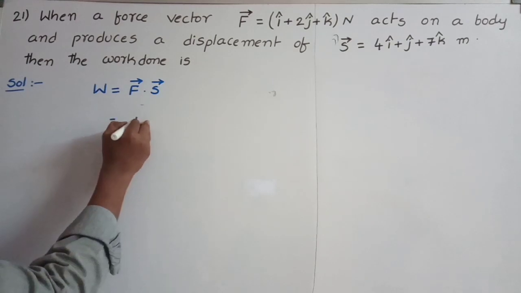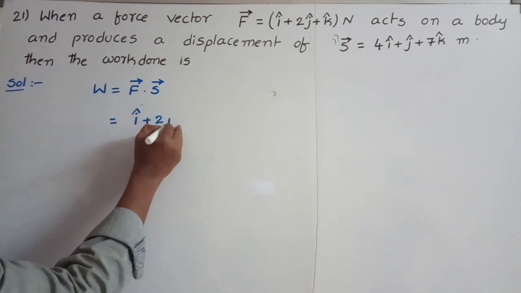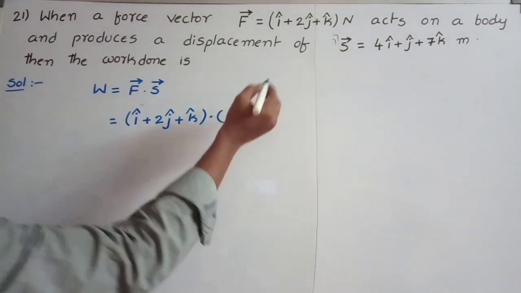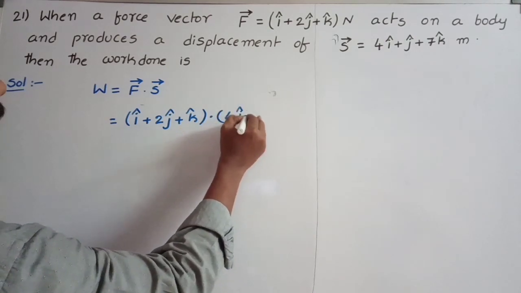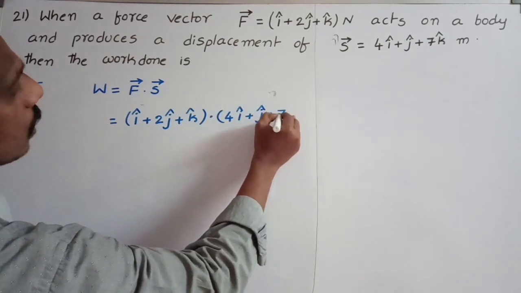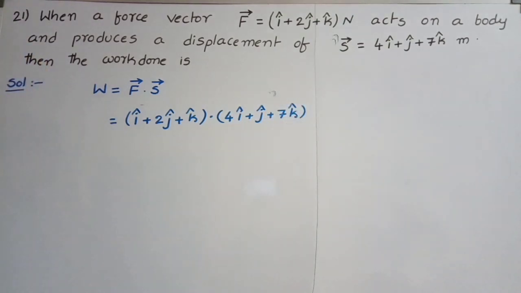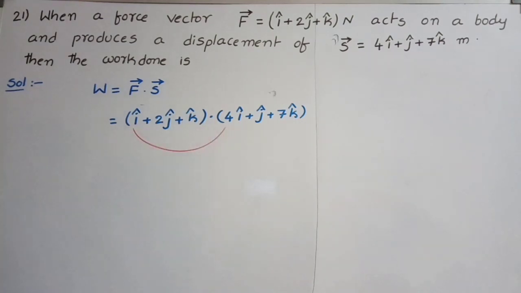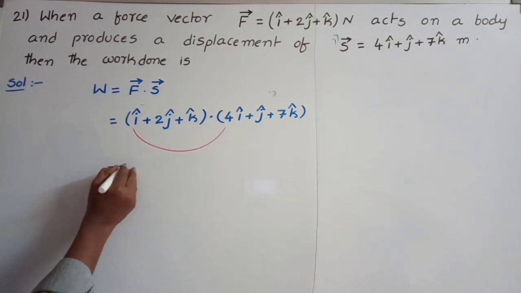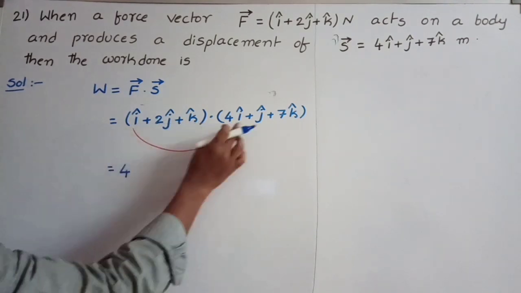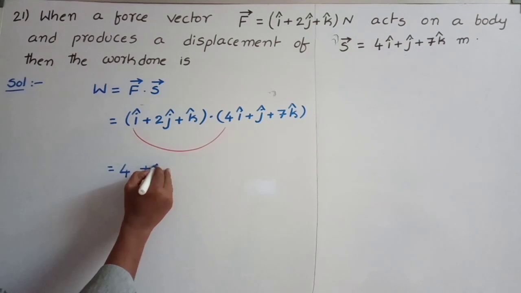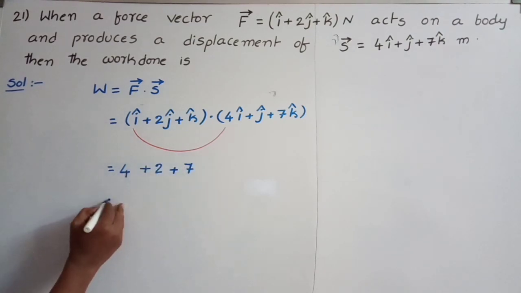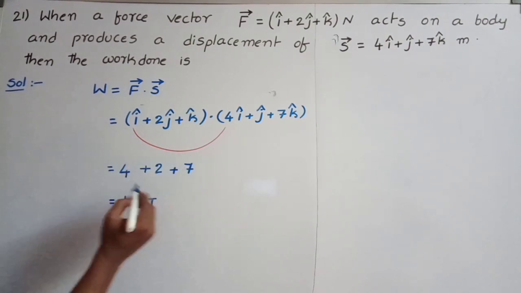Here F bar value is i cap plus 2j cap plus k cap, dot S bar value 4i cap plus j cap plus 7k cap. Multiply i components. So here 1 into 4 is equal to 4. Next multiply j components, plus into plus is plus, 2 into 1 is 2. Next k components, plus into plus is plus, 1 into 7 is 7. So that is equal to 13 joule is the answer.